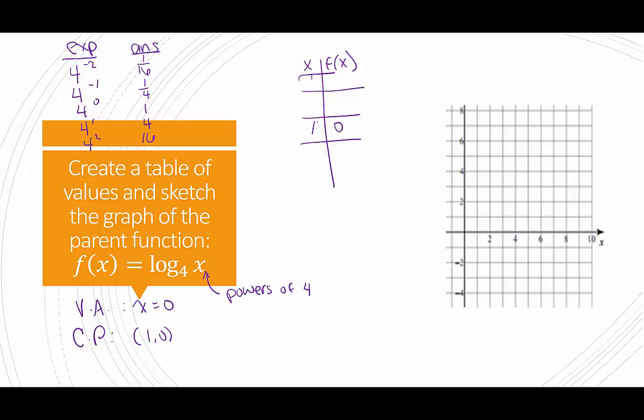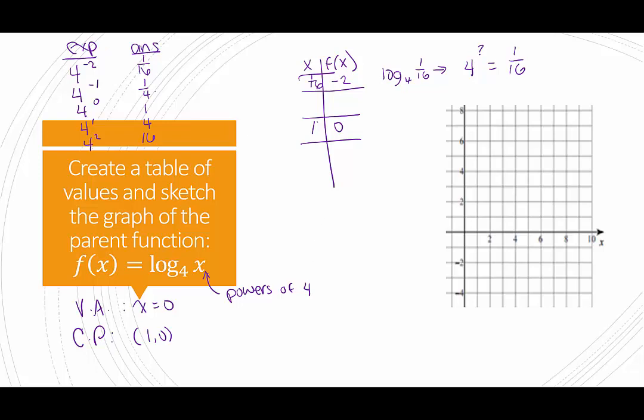So we want to plug in 1/16. What happens when we plug in 1/16? This is log base 4 of 1/16. What this means is 4 to what power is equal to 1/16. And what power was that? That was -2. So this would be -2.